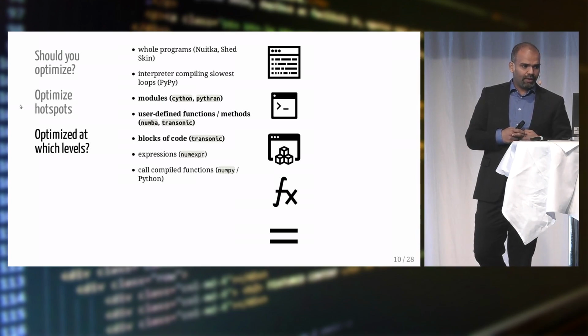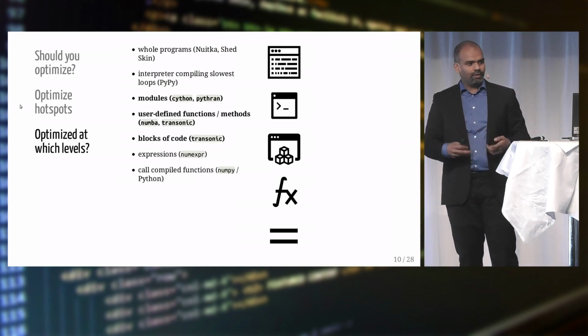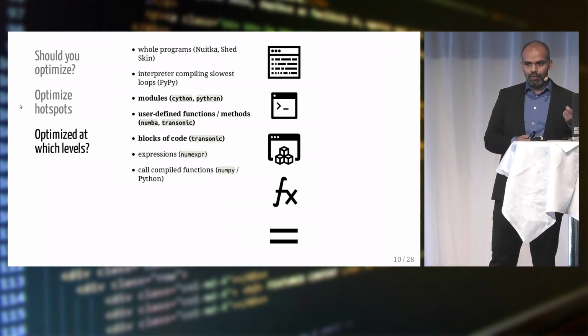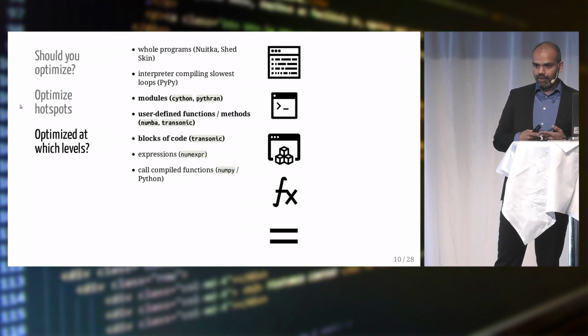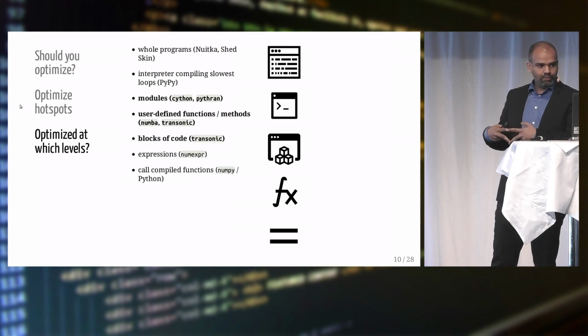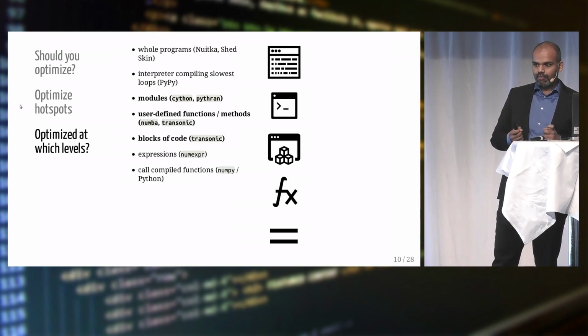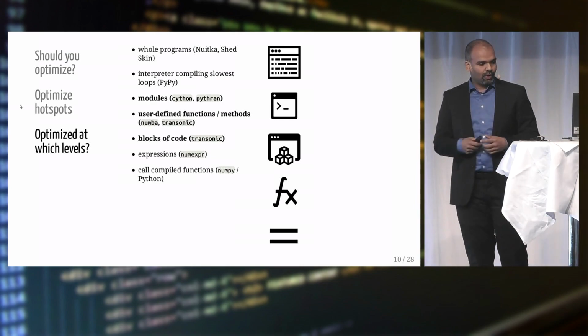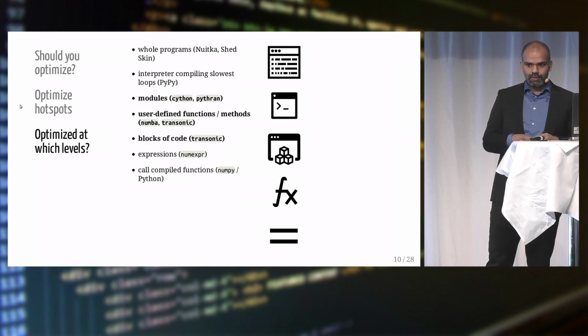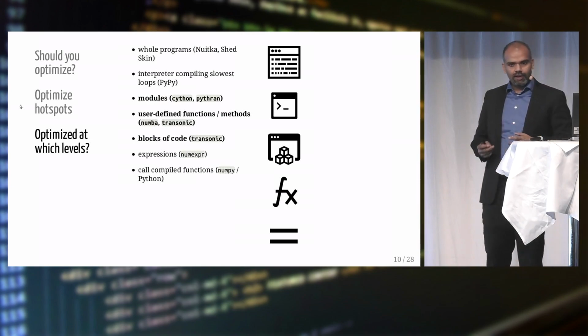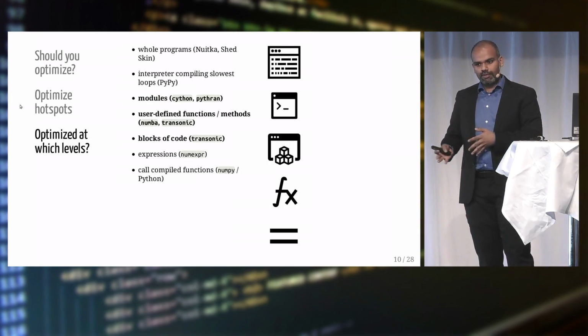And then instead of doing the whole optimization, you can pick certain modules you want to optimize, like Cython and Pythran, they optimize per module. Or you can optimize certain functions or methods. Numba allows that. And Transonic, the project which I'm introducing, also allows that. And you can also optimize certain code snippets, expressions, and functions.